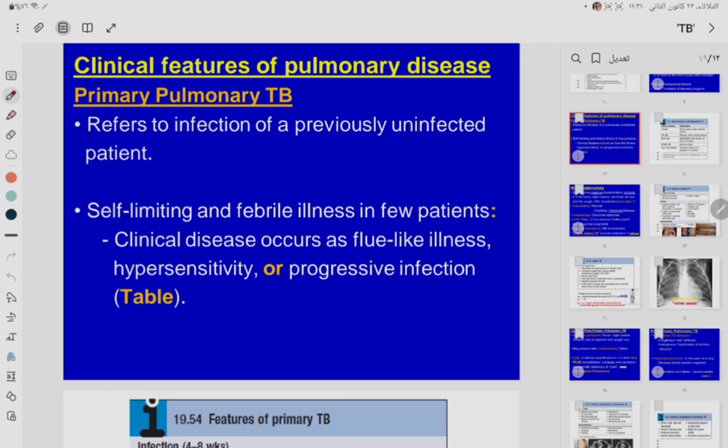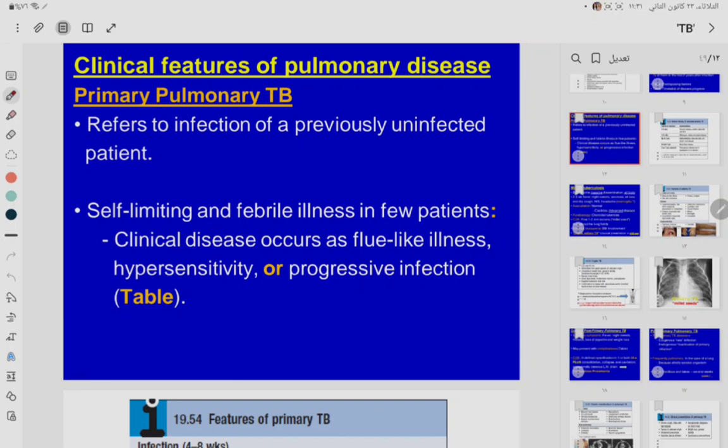Primary pulmonary TB refers to the infection of a previously uninfected person. So a patient who is not known to have latent TB, we say it's primary. If a patient has latent TB and he has an activation, we call it secondary. Self-limiting febrile illness: it will usually present with prodromal, flu-like symptoms. Flu-like illness, hypersensitive, progressive infection.